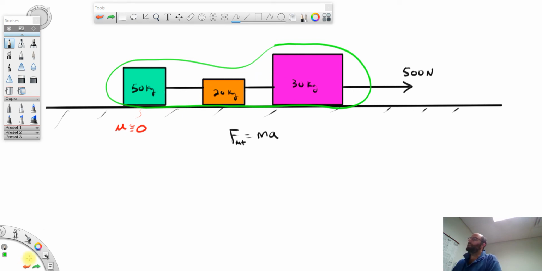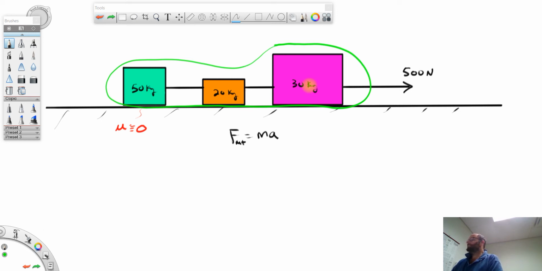See, it might seem a little weird, like, can we really just ignore that? And the answer is yes. See, as far as this 500 Newton force is concerned, these things can be glued together, or this can be one big rigid object, and the 500 Newton force wouldn't know the difference. Those internal forces are not affecting the acceleration of the overall system. So now if we complete our free body, we have to add external forces.